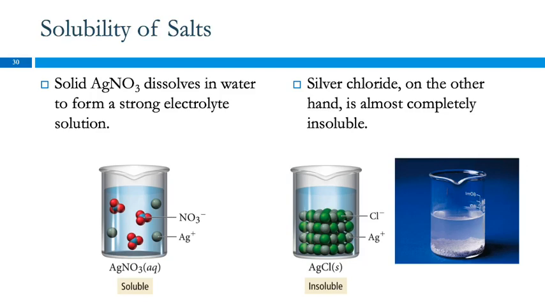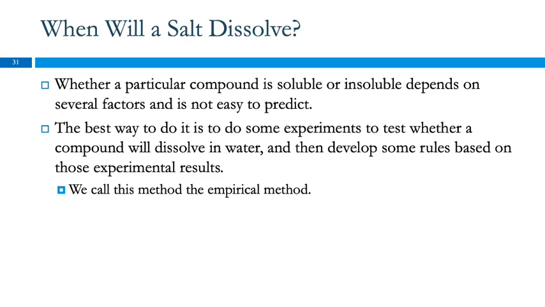If we put silver nitrate into some water, it will dissolve, all the ions will separate. If we put silver chloride in water, nothing happens. The silver ions and the chloride ions like each other too much, and they're not going to be tricked by the water. So how do we know? There's a lot of factors, and it's not easy to predict. So it's not even worth trying to explain why this one does and that one doesn't. It's very complicated. The best approach is empirical. And so people have done this, and we just use the benefit of what they've learned.